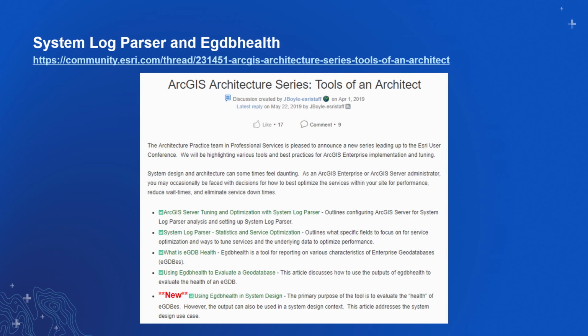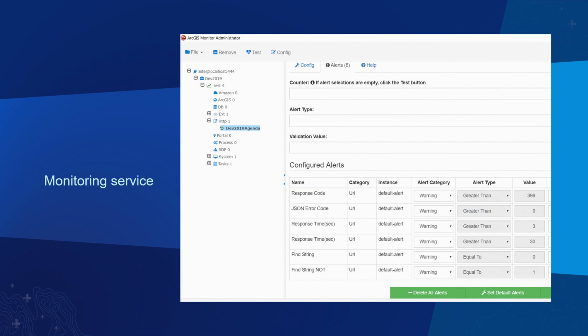I mentioned that there are a lot of extensions. The two that are very important are EGDB Health and System Log Parser. So on GeoNet, we're covering more of these articles. When you configure monitoring services, you right-click, so that's your administration. So when you add these, we offer default alerts. The alerts are very important because they will alert us about what's being exceeded. So if, for example, notice that there is response time, alert me for 3 seconds, and then response time, alert me for 30 seconds. We offer default alerts.